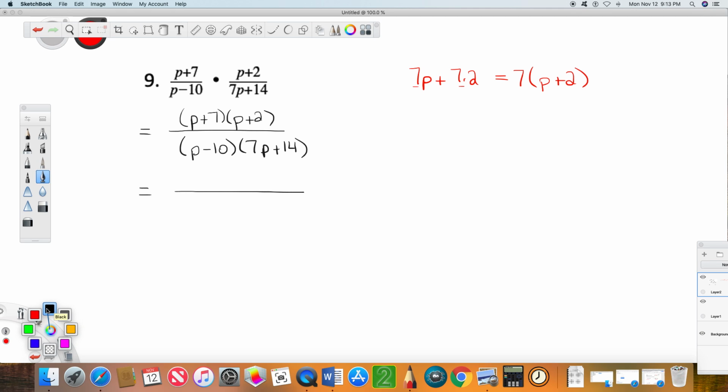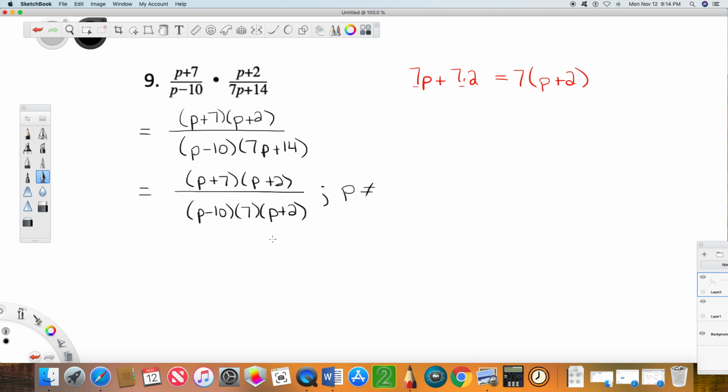So in the numerator, we have p plus 7 times p plus 2. We have a p minus 10. We just factored out a 7 and have p plus 2. So now that everything's completely factored, we see things a lot more clearly.